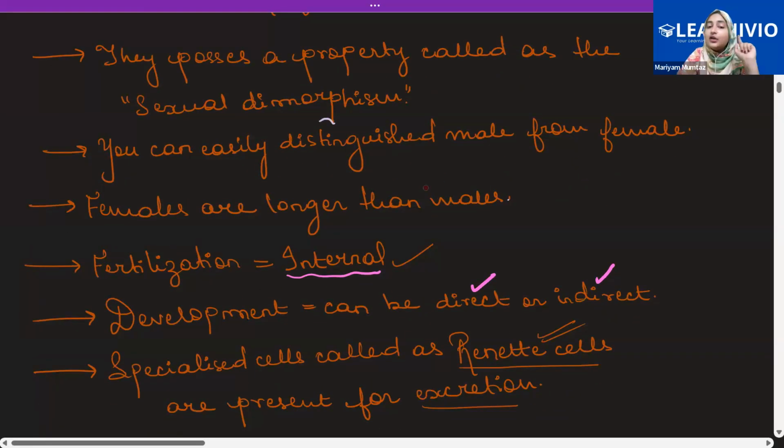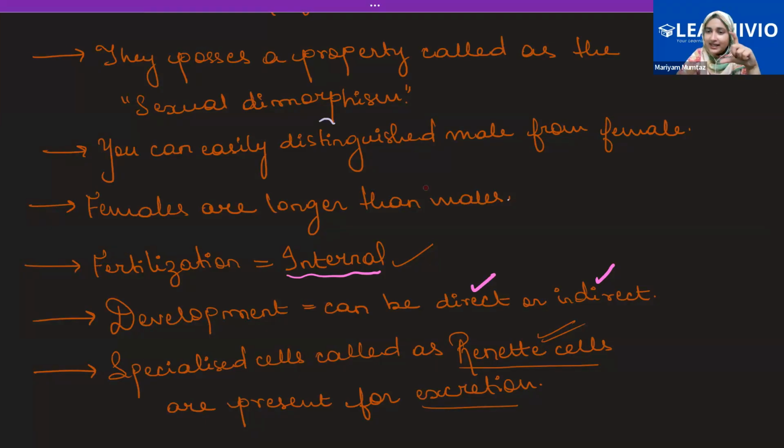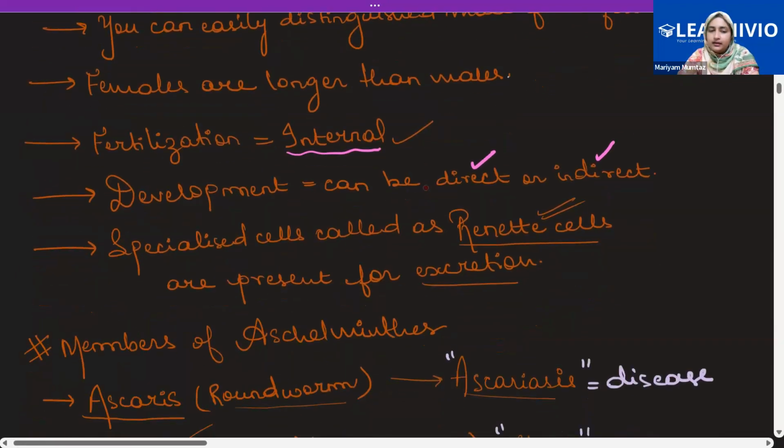The females, they are longer than males. The males are shorter in length. The females, they are longer in length. And that is how you can tell that the long one is the female roundworm. The shorter one is the male roundworm. Clear? Yes, ma'am. Then the fertilization is again internal fertilization.